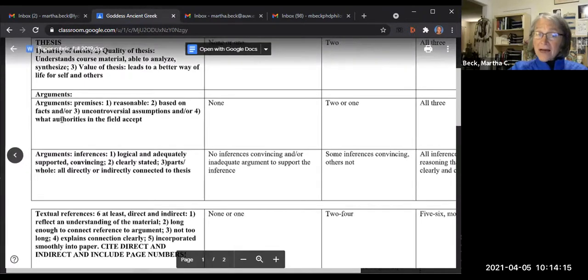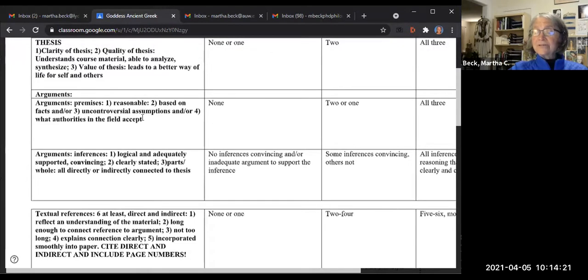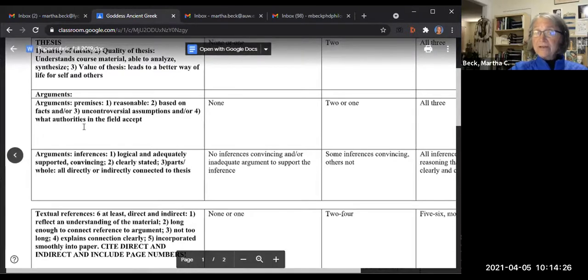And so the premises are reasonable. They're based on the facts. Either your claims are uncontroversial, everyone would agree to this, or you've quoted an authority, right? And so in the papers that I got in, you need a footnote on every sentence or every paragraph at least, where you're referring to something you read, and you're either literally quoting or paraphrasing. And not very many of the students really did that.